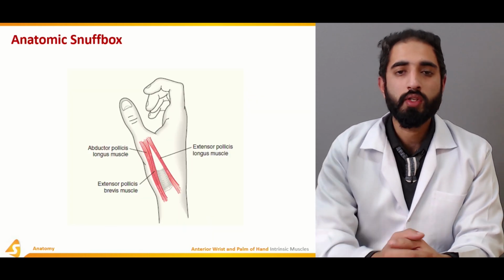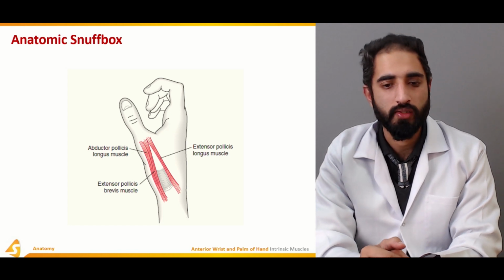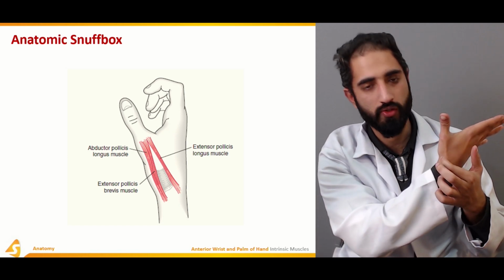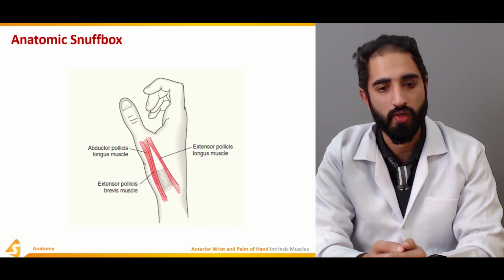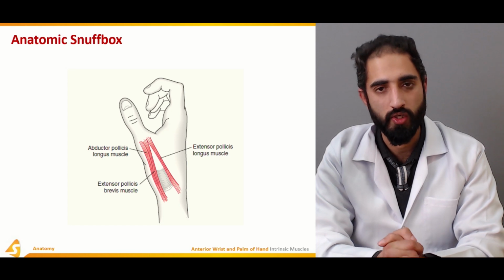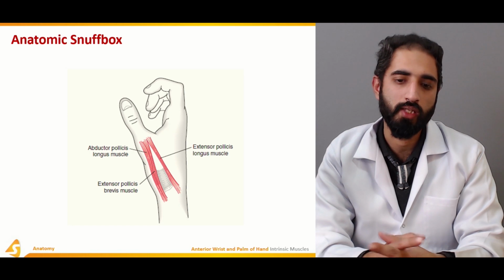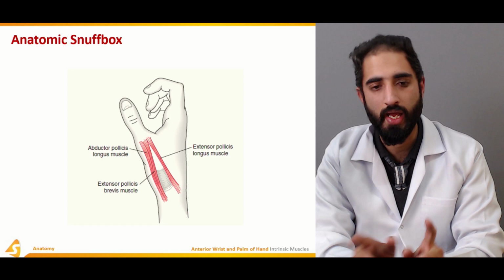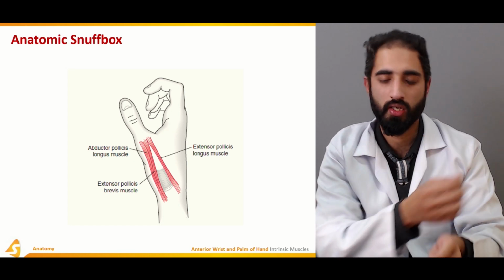Another important structure anatomically when we talk about the hand is the anatomic snuff box, which is formed as a depression. As you can see here, this is my anatomic snuff box, and it is formed by the tendons of the abductor pollicis longus muscle, the extensor pollicis brevis muscle, and the extensor pollicis longus muscle. Medially it's the extensor pollicis longus, and laterally it's the abductor pollicis longus and the extensor pollicis brevis, and they form the anatomic snuff box, which is located here.